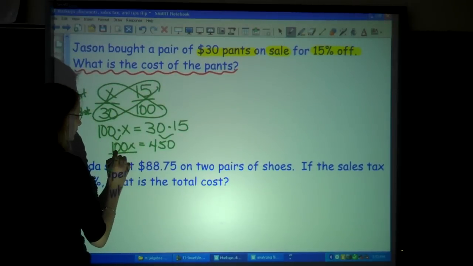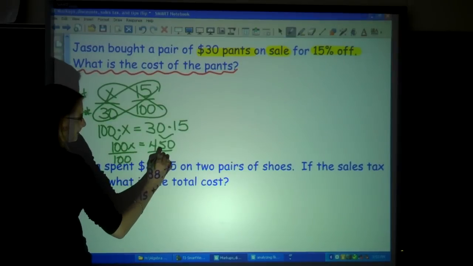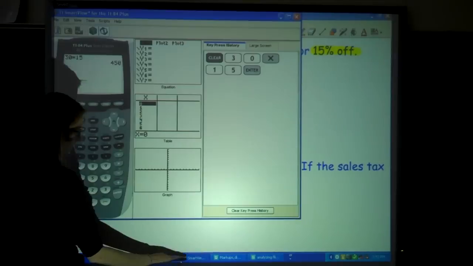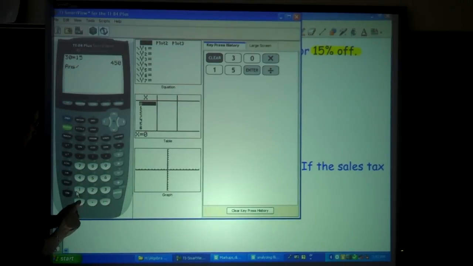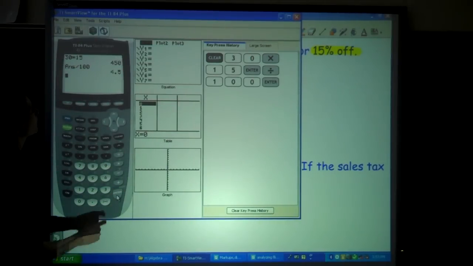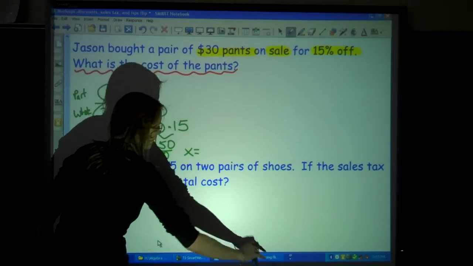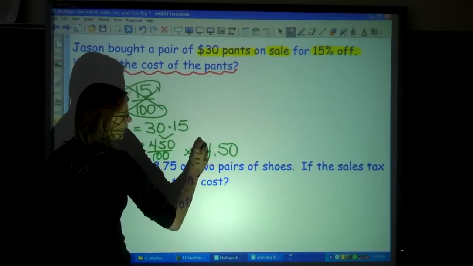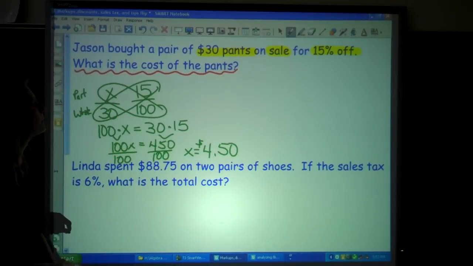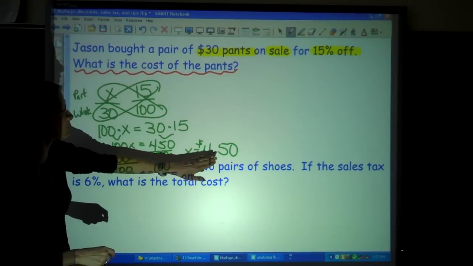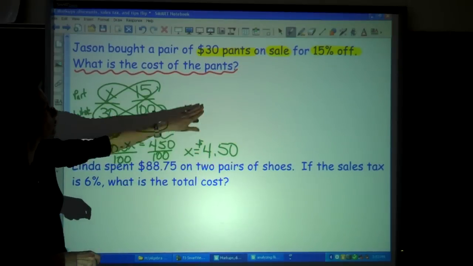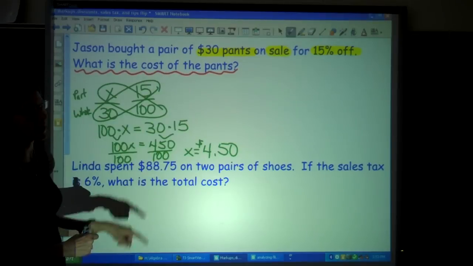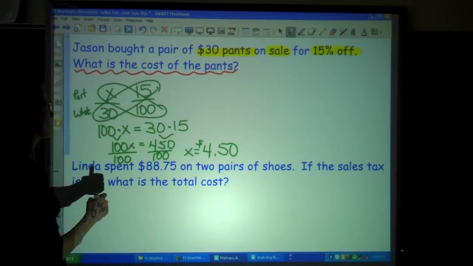And then I'm going to divide both sides by 100, and I get X is 4.5. Now remember, this is money on jeans, so I've got to add a 0 to it. So X is 4.50. Now does it make sense that the cost of my pants are going to be $4.50 when it's originally $30? Remember, this is the sale. That's how much they're taking away from the pants.